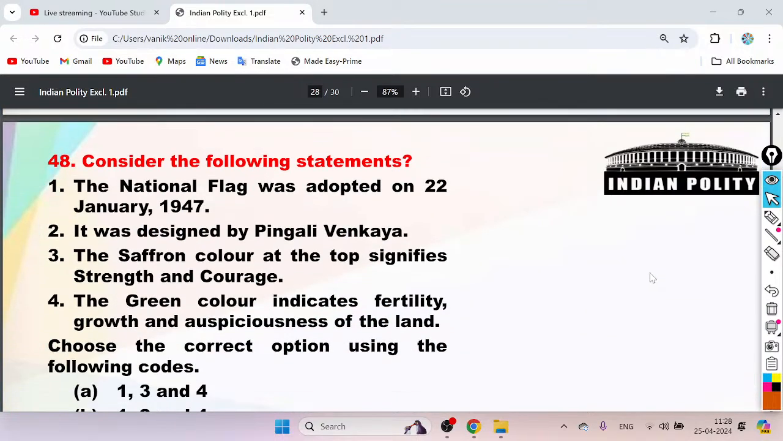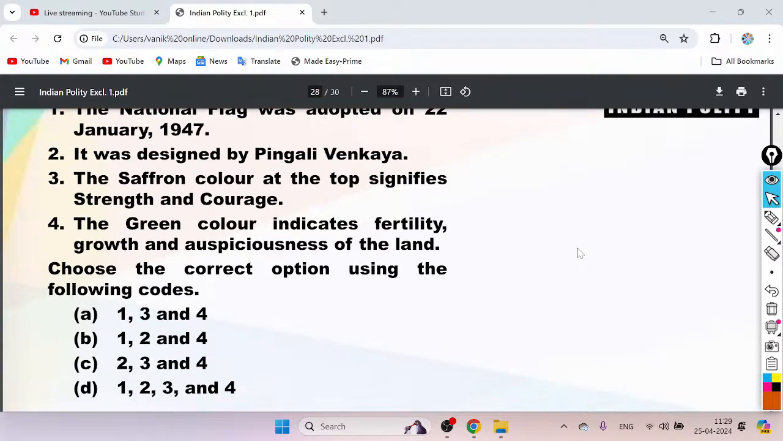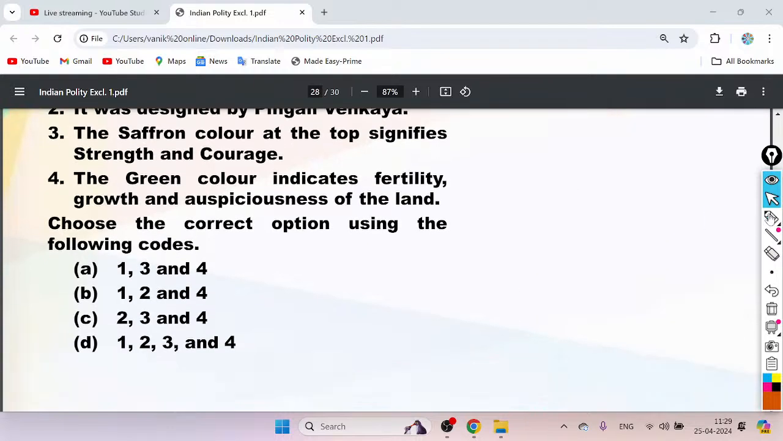Consider the following statements. The national flag was adopted on 22nd January 1947. Yes. It was designed by Pingali Venkayya. The saffron color at the top signifies strength and courage. The green color indicates fertility, growth, and auspiciousness of the land. And white signifies peace. I told you, get a comprehensive idea about the flag and the flag code. Questions are also coming around. So all of them will be the answer. D.